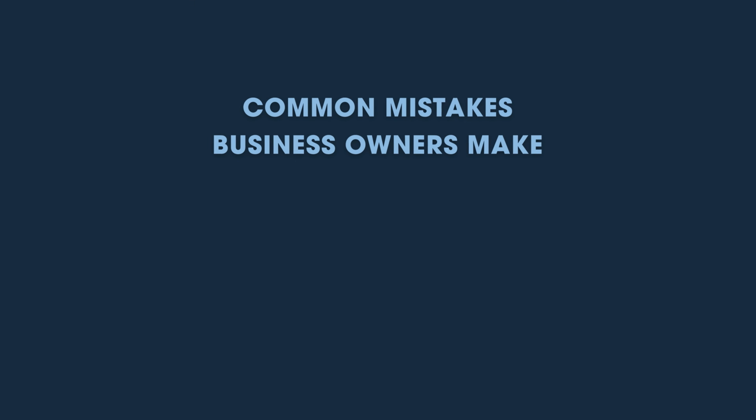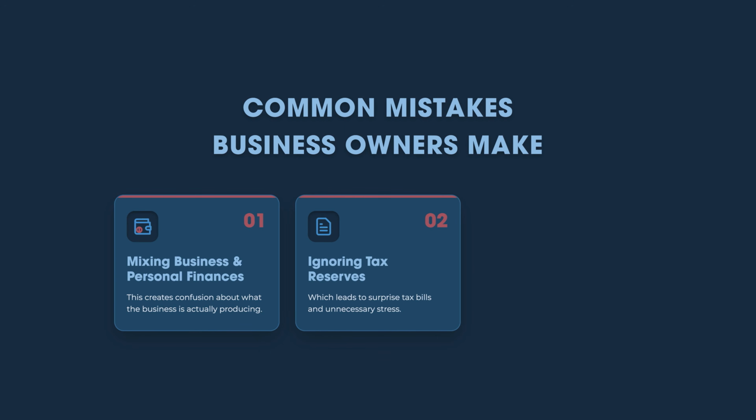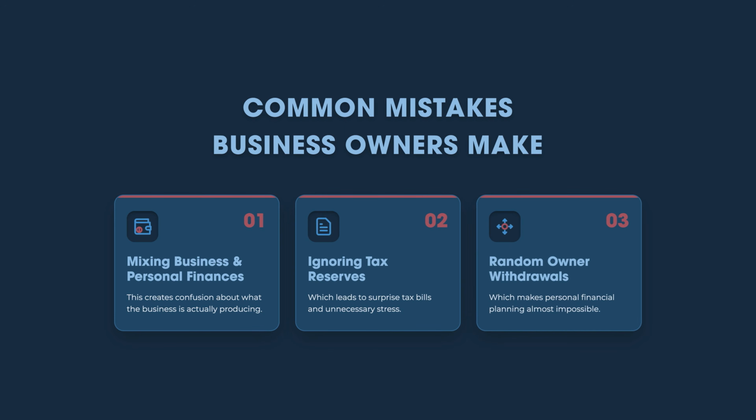There are a few mistakes we see repeatedly. The first is mixing business and personal finances. This creates confusion about what the business is actually producing and what you can actually spend. The second is ignoring tax reserves. This leads to surprise tax bills and unnecessary stress, and sometimes penalties. The third is random owner withdrawal, using the business as your personal piggy bank. This makes it very hard to both plan on the business side and the personal financial side.